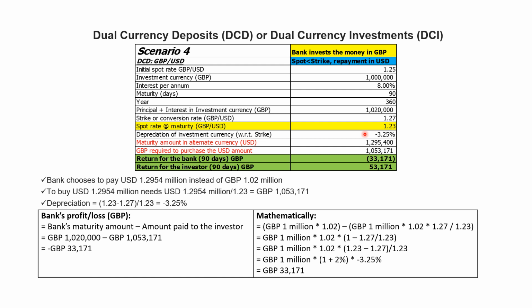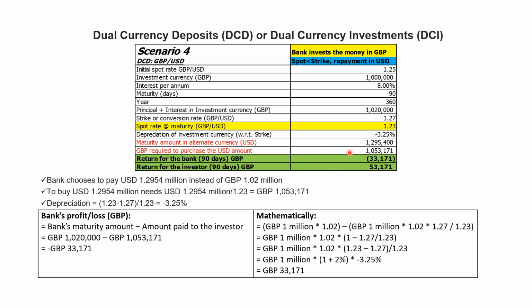Recall that GBP 1.02 million or USD 1.2954 million are the only two choices for the bank. This time the bank chooses to pay USD 1.2954 million instead of the GBP 1.02 million you would expect. Note that the bank invested the GBP 1 million and got GBP 1.02 million. To pay USD 1.2954 million to the investor, it will need to buy USD 1.2954 million at the spot rate of 1.23. This will cost the bank USD 1.2954 million divided by 1.23, which is equal to GBP 1053171.